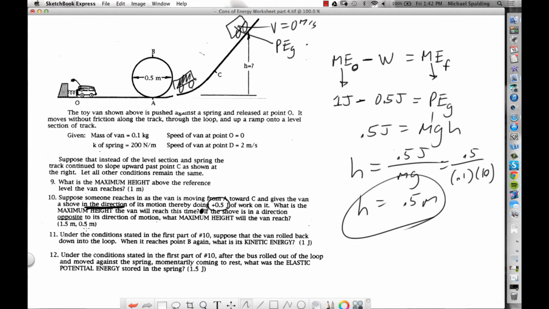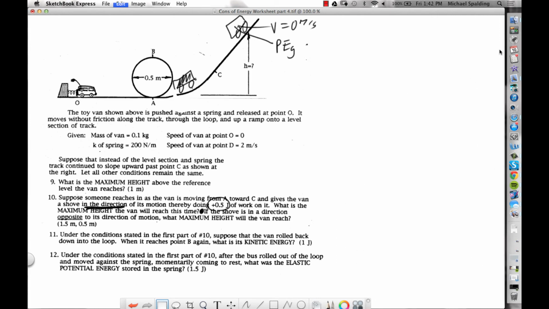All right, number 11. Under the conditions stated in the first part of number 10, let's clean this up. So the conditions for the first part of number 10 was basically what? So our number 11, mechanical energy with the push. What's the mechanical energy with the push? 1.5 joules. When it reaches point B again, so it goes up, and then the van comes back down like this, goes through the loop.